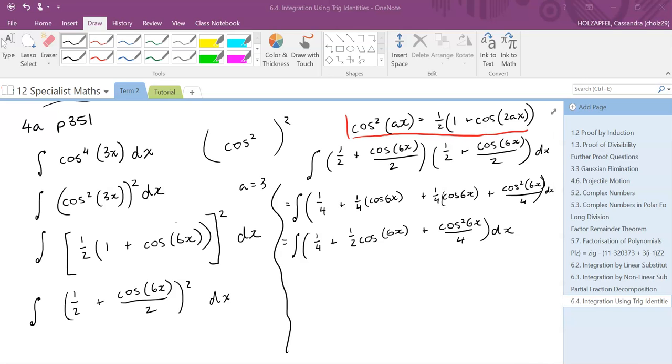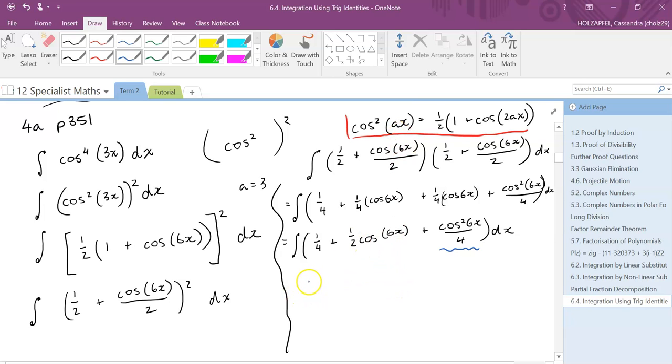So I did write out the double brackets, and I did expand just using the FOIL method. And then I just collected my like terms. Now, here's the issue though. When I've done this, I've still ended up with a cos squared value. So how do we now deal with this? Well, we deal with it in the exact same way. We go ahead and we replace it.